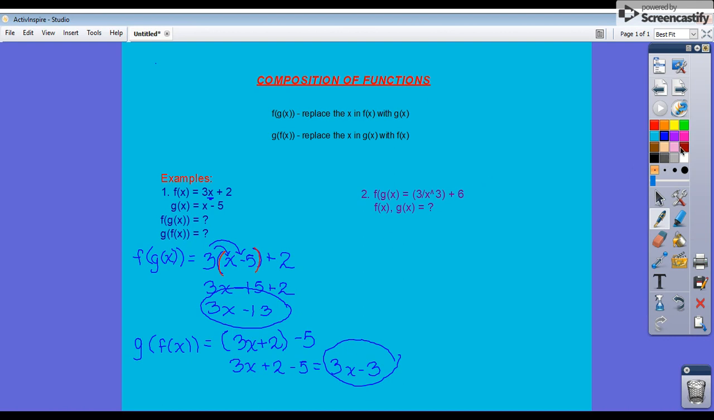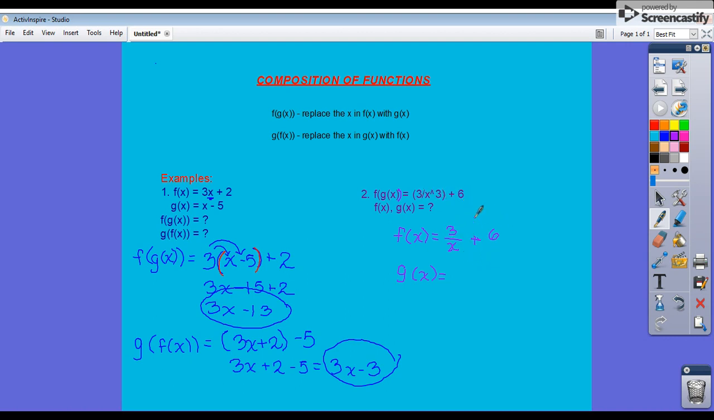And then for the second problem, you'll see an assignment problem similar to this where they're working backwards. They're giving you f of g of x, and they're asking you to write the two functions instead. So I could write f of x as 3 over x plus 6. And I could write g of x as, well, what could I replace the x with to give me 3 over x to the third power plus 6?